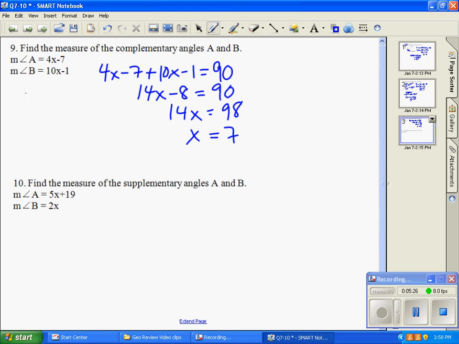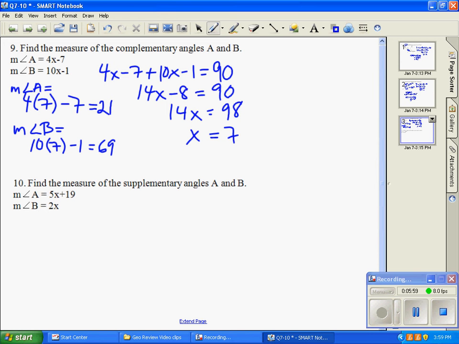So we have 4 times 7 minus 7, so this is equal to 21, and that's the measure of angle A, and the measure of angle B equals, so we have 10 times 7 minus 1, so we get 70 minus 1, so that's equal to 69.